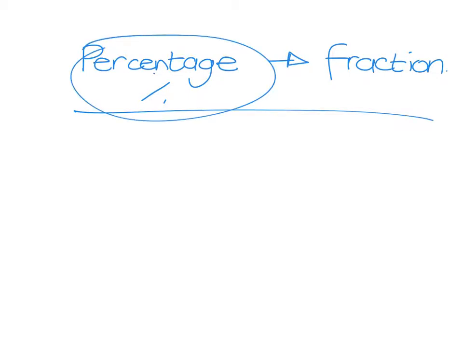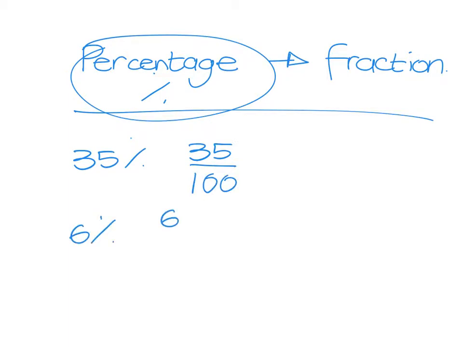Okay, we know that. So if we've got, for instance, 35%, we know that it's 35 over 100. If it was 6%, it would be 6 over 100. The denominator will always be 100, okay?